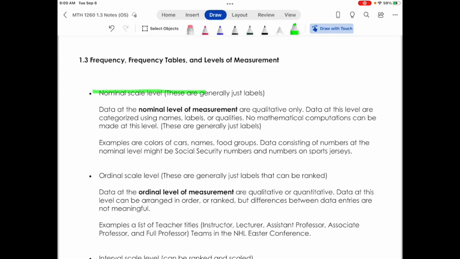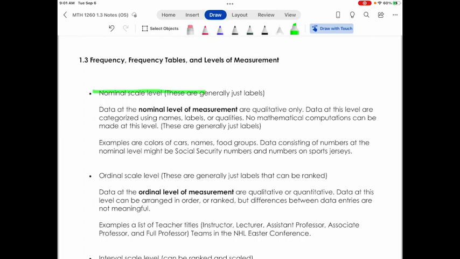Now, these both are levels of measurement that you would use for categorical data, so things that you would put in categories. The difference between the two is that the nominal scale deals with data that has categories that don't necessarily make sense to put in a certain order, where the ordinal scale does have a way that you can place them in order so that it makes sense. Examples for the nominal scale are colors of cars and food groups. The example that I'm going to use is colors of cars.